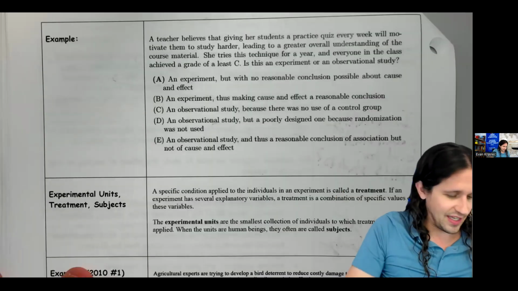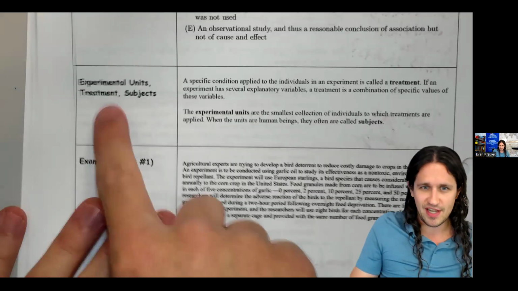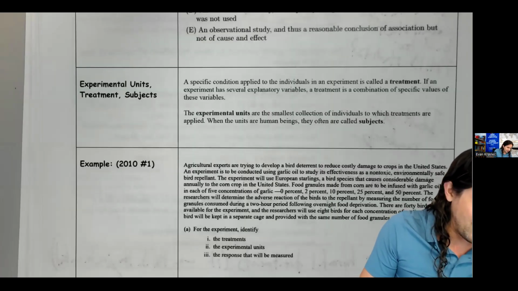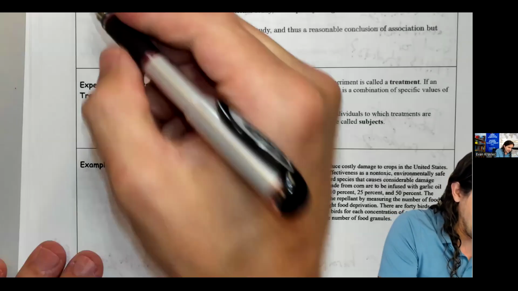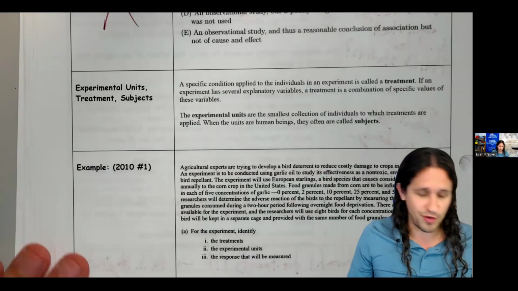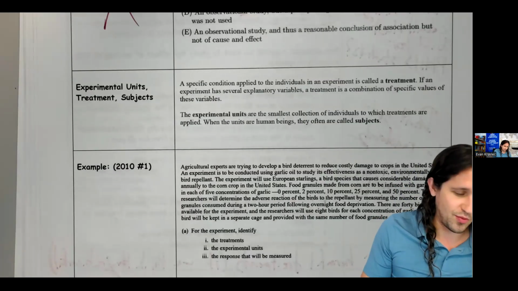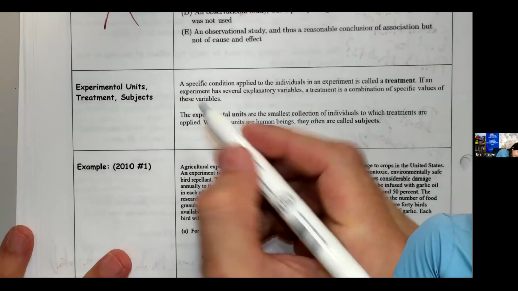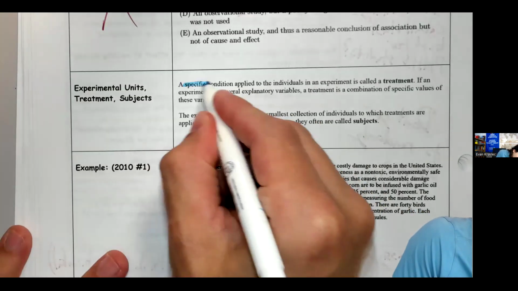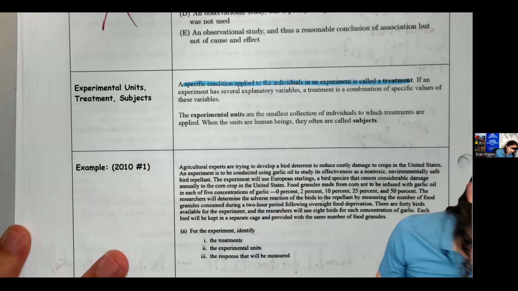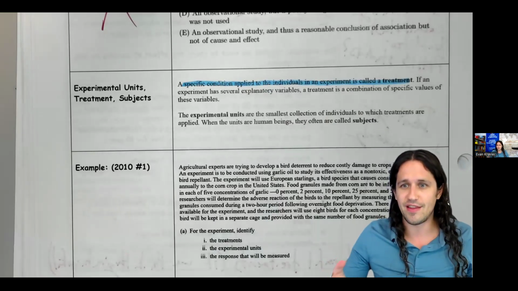I don't even like that top example. But we're going to skip to this next thing, which talks about experimental units, treatment, and subjects. So we got some more vocab. What are these words? We got to know what they mean. The specific condition applied to the individuals is a treatment. The thing that they get.